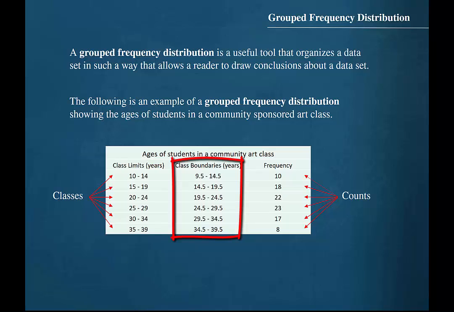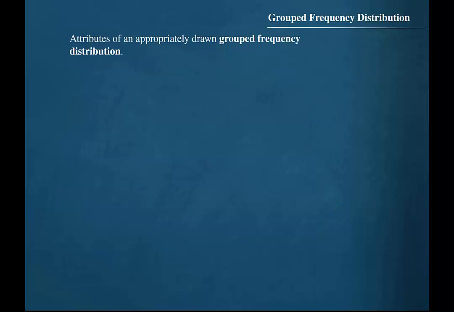The numbers in the middle column are called the class boundaries. These numbers are used to separate the classes so that there are no gaps in the frequency distribution. It is important that a grouped frequency distribution follows certain guidelines in order to be of optimal use.